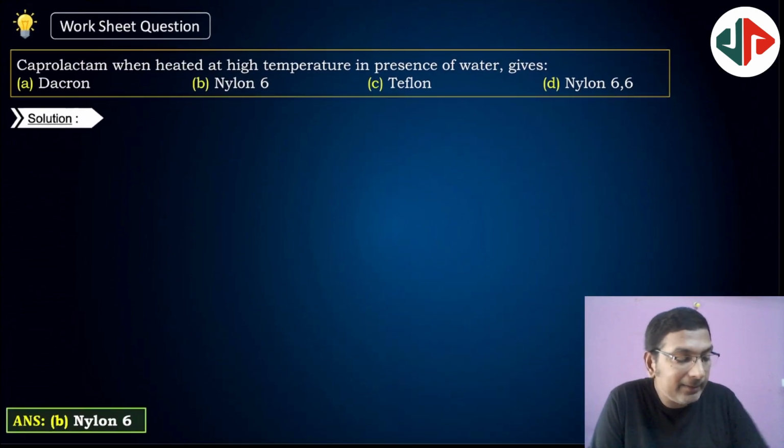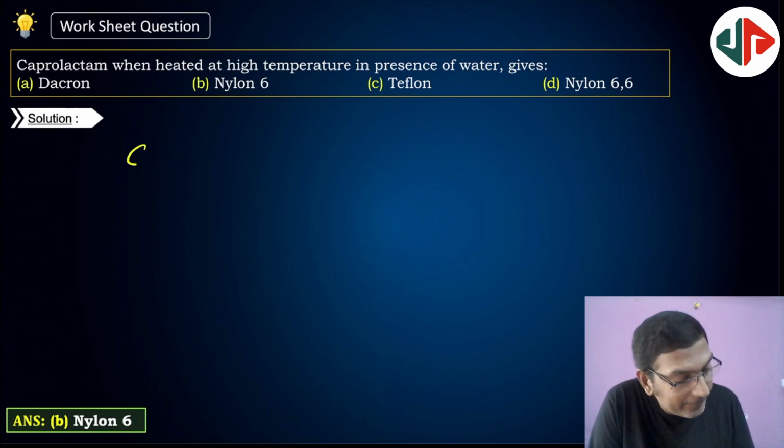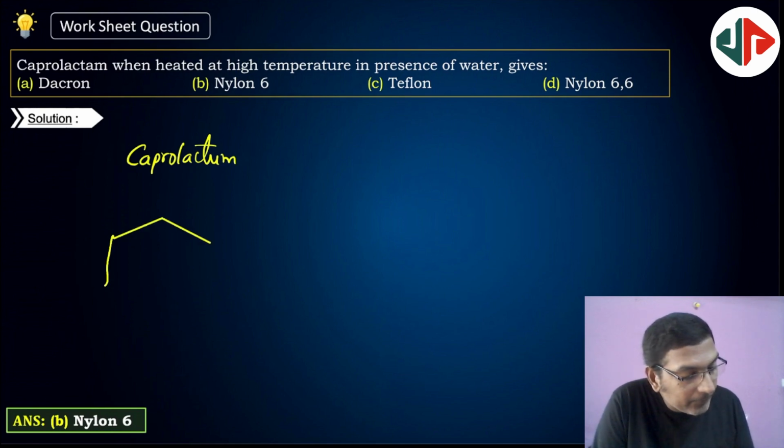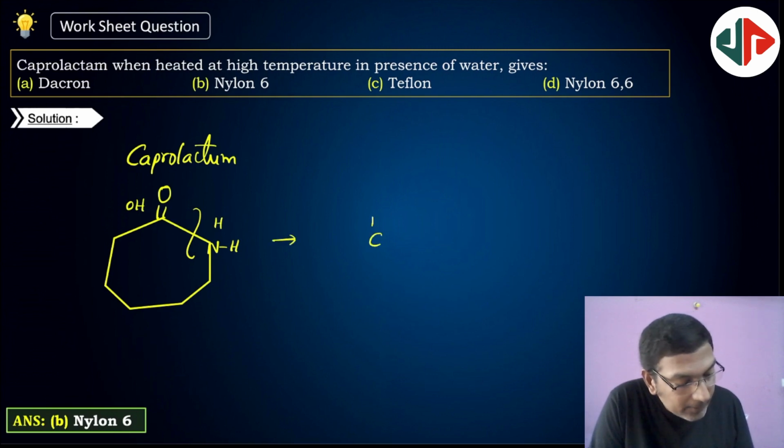Caprolactam when heated at high temperature in the presence of water gives nylon 6. We know this. Caprolactam, which is a 7 member ring with double bond O and NH, on hydrolysis will give COOH, (CH2) 5 times, NH2.